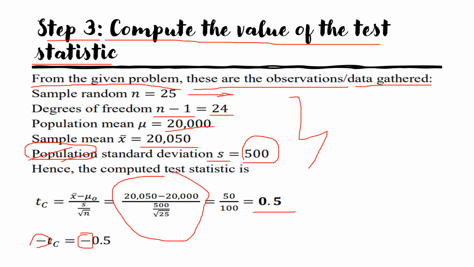Now, this negative sign here only represents that the side of the normal curve that we consider is the left side. That is the negative part of your normal curve. That's why there is a negative on your computed t, even if there is no negative in your formula. This negative t computed equal to negative 0.5 only represents that the value will fall on the negative part of your normal curve.